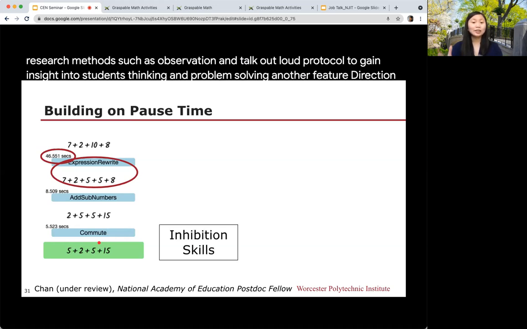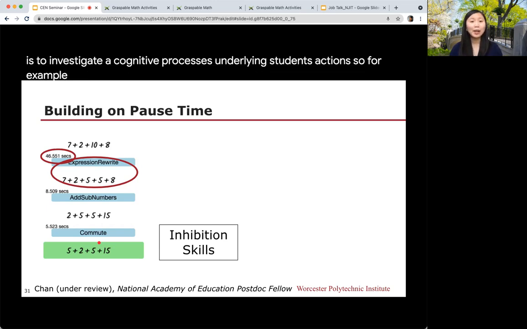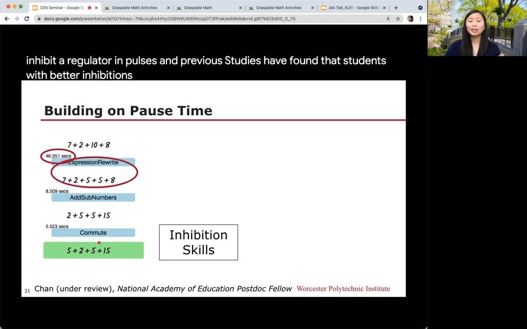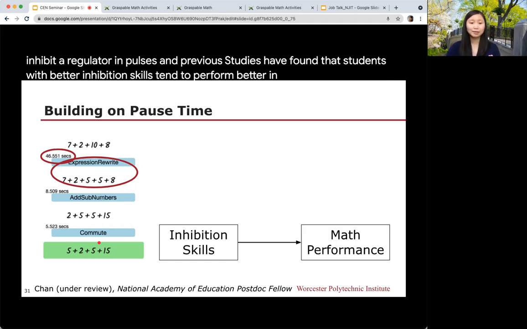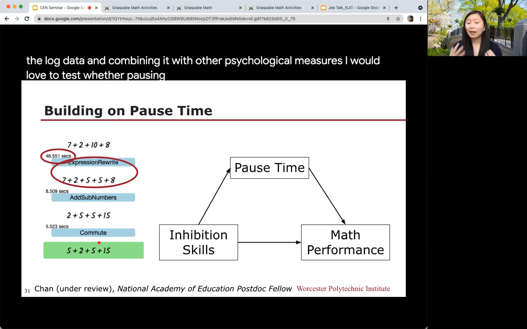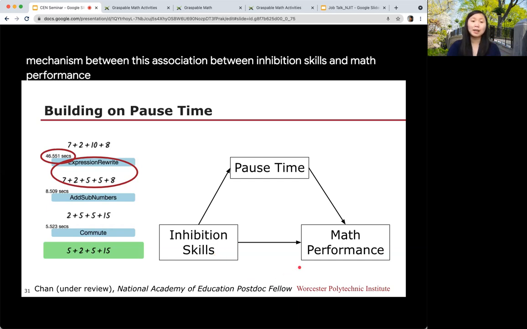Another future direction is to investigate the cognitive processes underlying students' actions. For example, I think pausing may reflect students' inhibition skills, their ability to inhibit or regulate their impulses. Previous studies have found that students with better inhibition skills tend to perform better in mathematics. Using the log data and combining it with other psychological measures, I would love to test whether pause time may be a potential underlying mechanism of the association between inhibition skills and math performance that is previously identified in the literature.